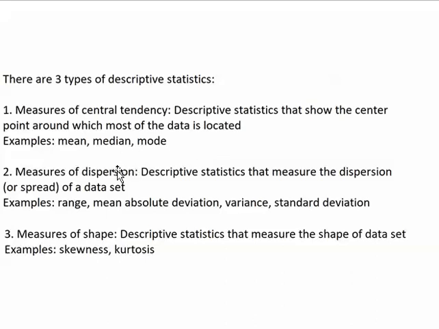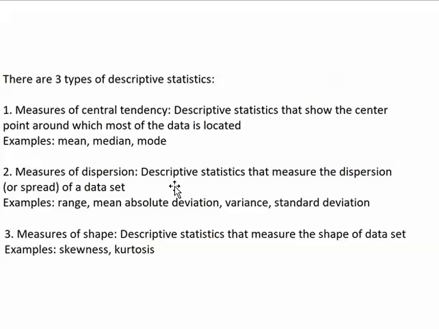The second category is called measures of dispersion, or measures of spread. These are descriptive statistics that measure the amount of dispersion, or the amount of spread in a data set. Before we talk about measures of dispersion, we need to understand the overall idea of dispersion. The dispersion of a data set is just how far apart the data values are from each other. When the data values are close together, the data has low dispersion, and when the data values are far apart, the data has high dispersion.